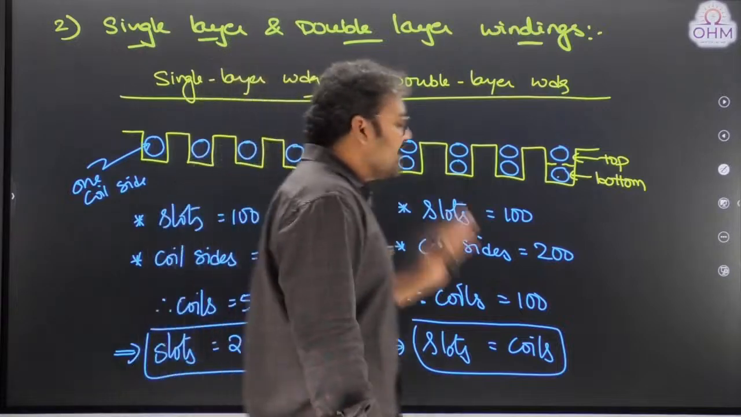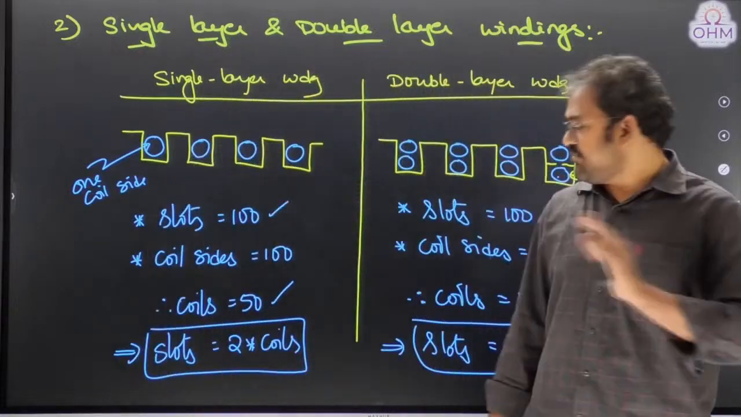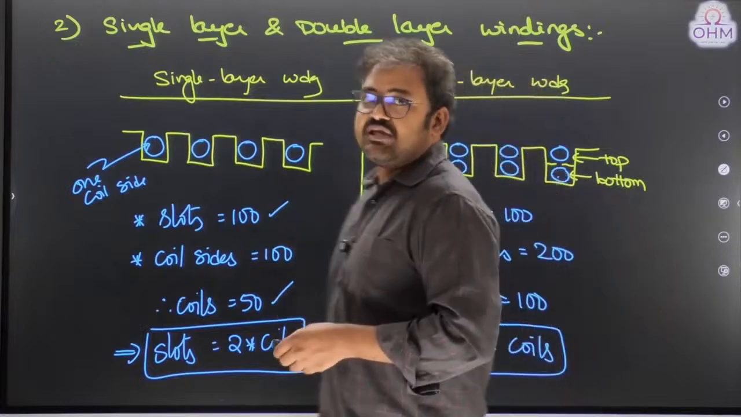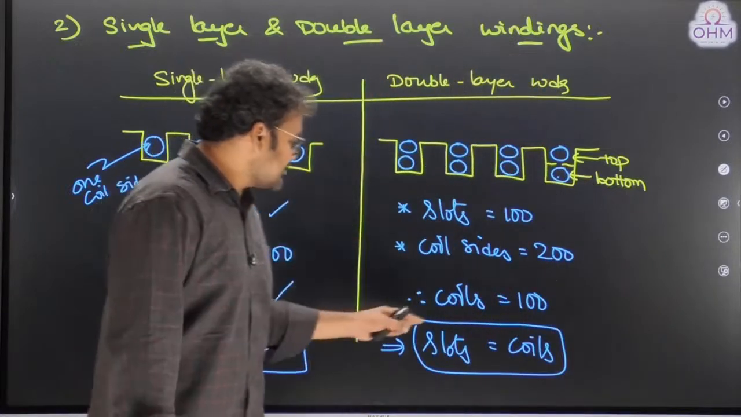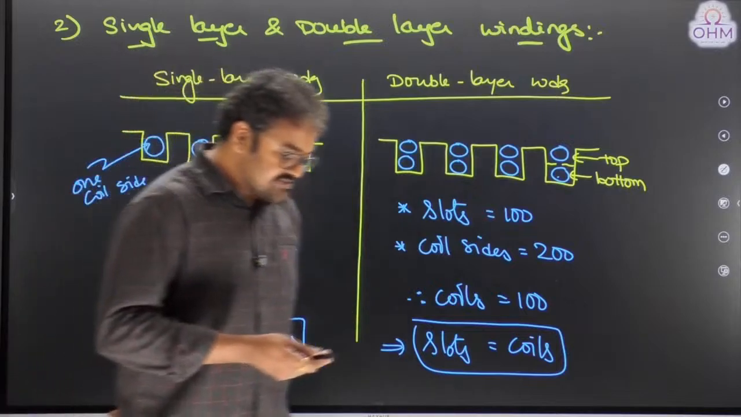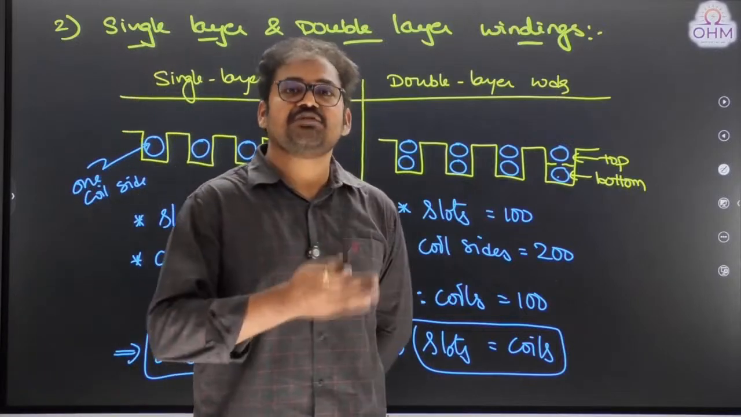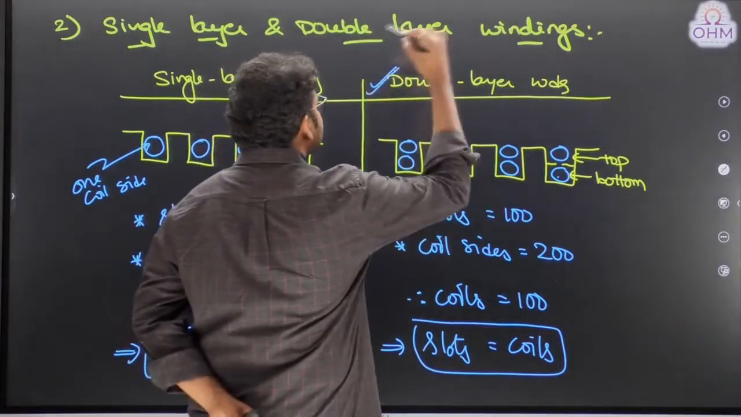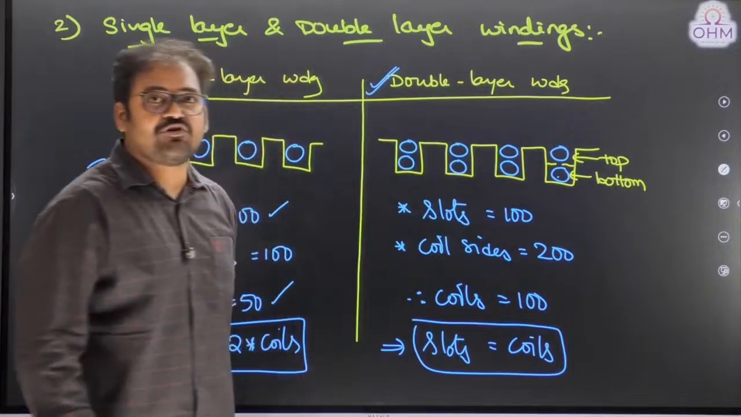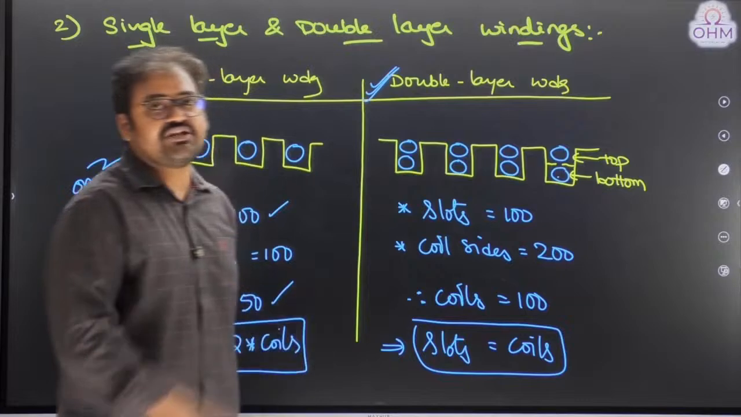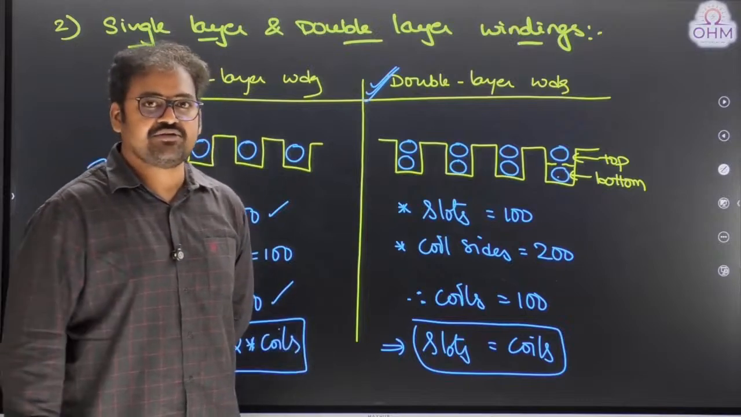Therefore, in a single layer winding, you need the number of slots double the number of coils. But in case of double layer winding, we need the number of slots equal to the number of coils. Now, a question may arise here: which type of winding will we generally prefer? Remember, double layer winding is always preferable. By default, double layer winding is preferable, which is mechanically very strong compared to single layer winding.